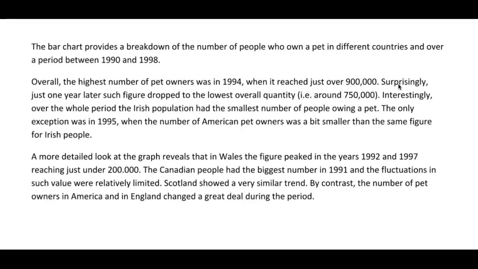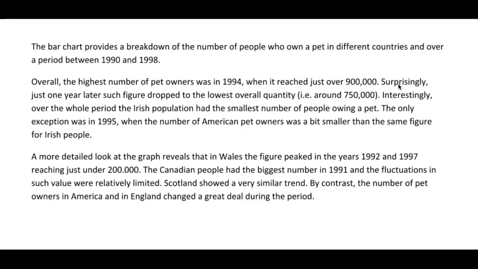Over the whole period, the Irish population had the smallest number of pet owners. Okay, just for simplicity, we can say people owning a pet. However, pet owners is shorter, it's more concise, it's more succinct, and therefore closer to good native English speaker writing.